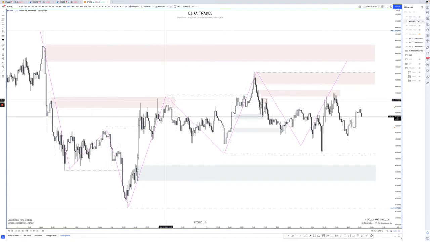So now that I had my market structure marked out, I did my supply and demand zones. I'm looking for unmitigated zones, and I'm also looking for reactions. So if I look to the left, this is a supply zone. This is a, what do you call this? This was a sell to buy to sell, right?